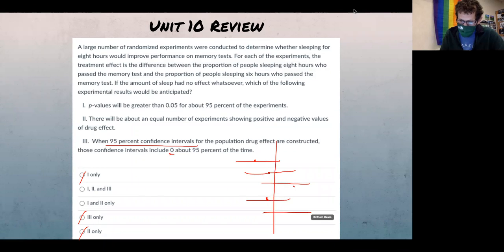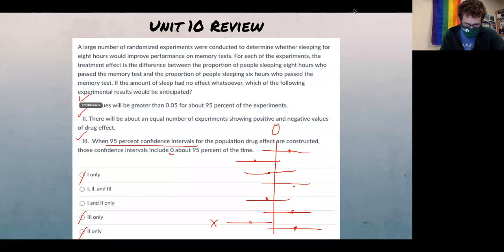But then every once in a while you're going to get one that just barely doesn't capture it. So this one doesn't. But then the next one does. And then, maybe you had another one up here that captured it. So out of 100 confidence intervals created, if there really is 0 effect, then we would expect 95% of our confidence intervals to capture 0. So this one is also correct. So the best answer is B.